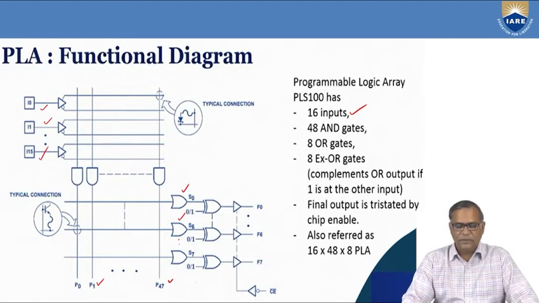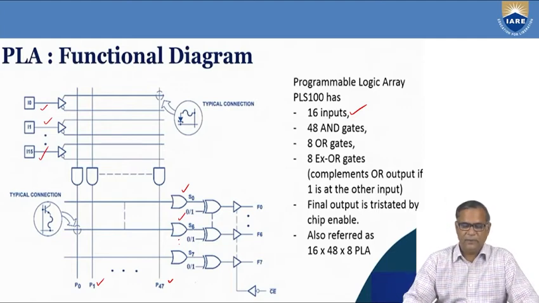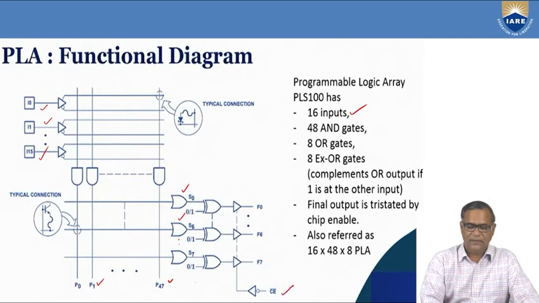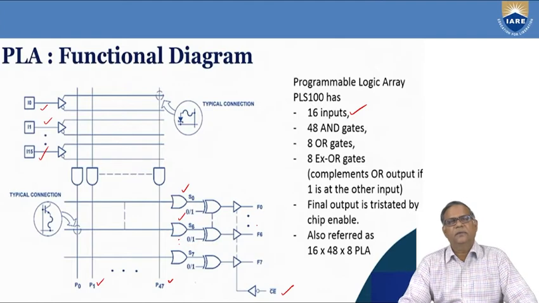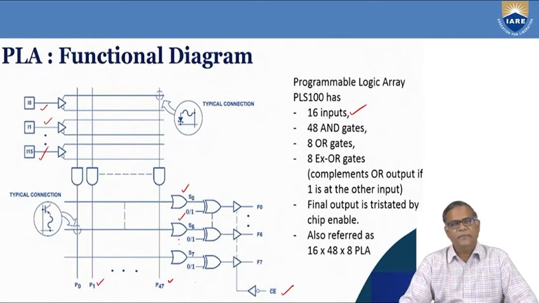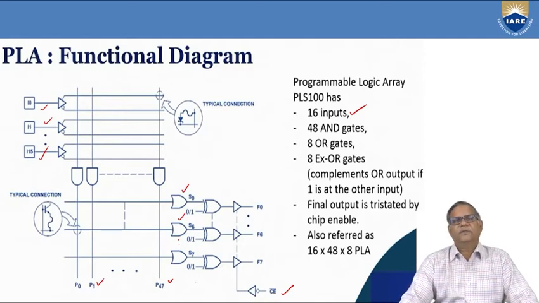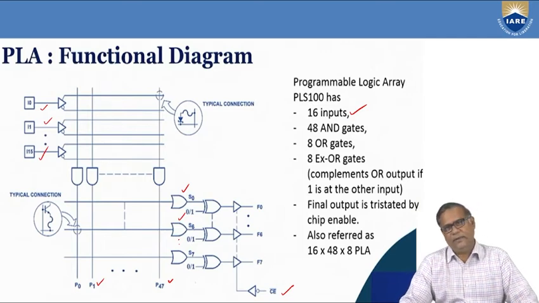And the final output is tri-stated by chip enable. This is the chip enable signal, and the output can be disabled by using this tri-state facility. That means the outputs can be in high impedance state if the chip is not enabled.